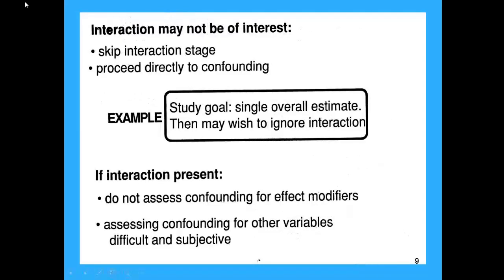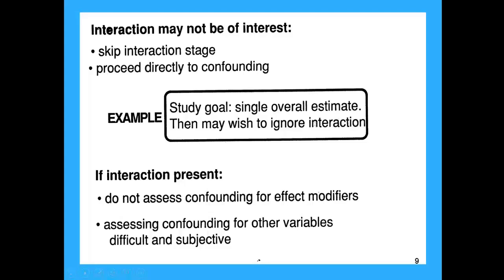By the way, there are always guidelines here. Depending on where you are with what you're studying, you may not be interested in interaction. You may be at an early stage, and you may simply want to say, look, I don't want to assess interaction at this point. I just want to see what's roughly going on. I'm hypothesis generating, so I don't want to even consider a model with interaction. Well, if that's the case, skip the stage. Proceed directly with confounding. We'll have to talk about how you assess confounding and how to assess interaction. So if the goal is to get a single overall estimate, then you might want to ignore interaction. These are guidelines.